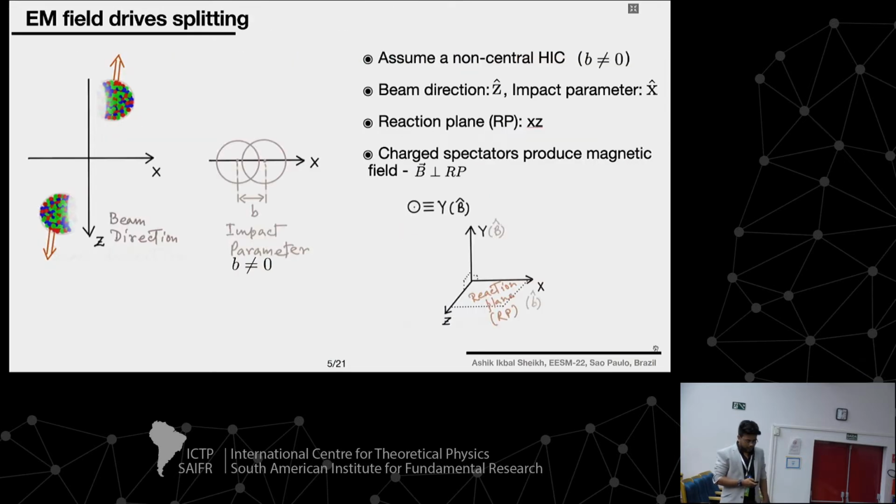How this electromagnetic field can give the splitting in v1, I will try to explain a little bit here. Suppose we have a non-central heavy ion collision. The collision occurs along the z direction here, and the x-axis, perpendicular to the z direction, is the impact parameter direction. The plane defined by the x-axis and z-axis is called the reaction plane, and the produced magnetic field is perpendicular to this reaction plane.